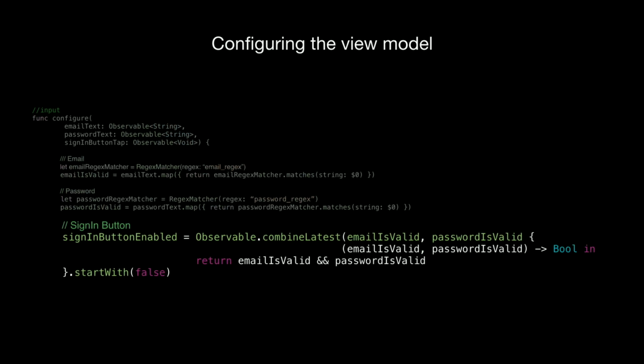And here we create the sign-in button enabled observable. And we do that by combining the two aforementioned observables, and we return a result which is Boolean, true if both email and password are valid. And we see here that we use the start with operator with an initial value false. This is because when the sign-in screen first appears, we want the sign-in button to be disabled even though the user hasn't typed anything yet.